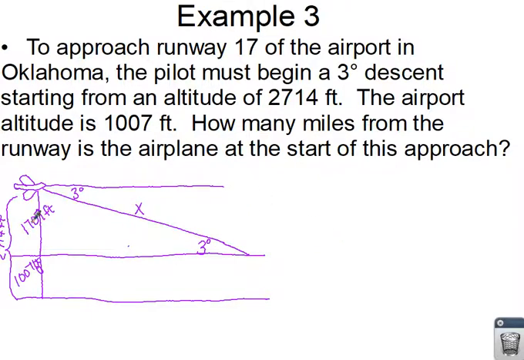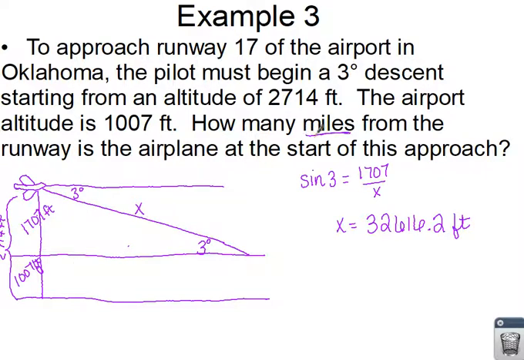So we've got an opposite and a hypotenuse, so that is sine again. So sine 3 degrees, which isn't very big, equals opposite over hypotenuse. So this is the division problem. We get 32,616.2 feet because that's what all of this was measured in.